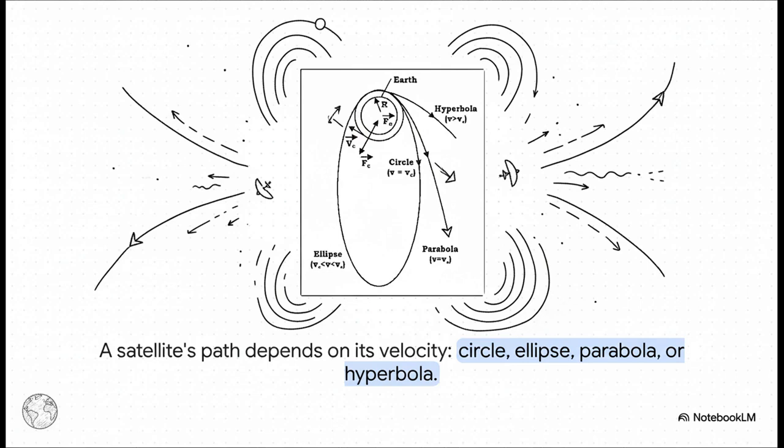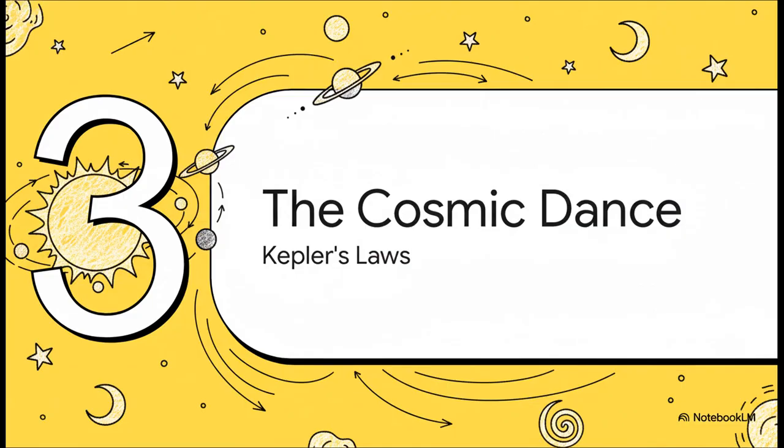And if you go even faster than that, you're on a hyperbolic path, escaping Earth's gravity with energy to spare. All right, let's zoom way out now, from satellites around the Earth to the scale of the entire solar system. Long before Newton explained why the planets move the way they do, an astronomer named Johannes Kepler figured out how they move. He came up with a set of laws that perfectly describe this cosmic dance. And Newton's law of gravity provides the physics that makes it all work.